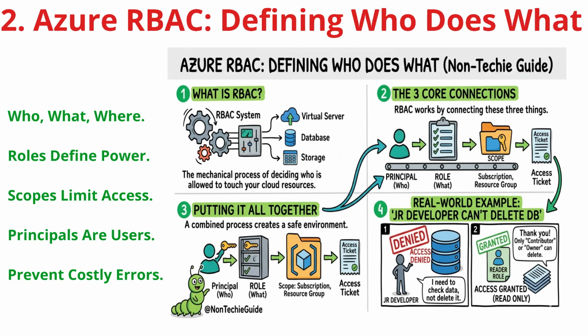Finally, there is the scope, which is the where. This tells us exactly which folder or account those permissions apply to. By precisely connecting the right person to the right role at the right scope, we create a safe environment where a junior developer can do their work without any risk of accidentally deleting the entire company database.